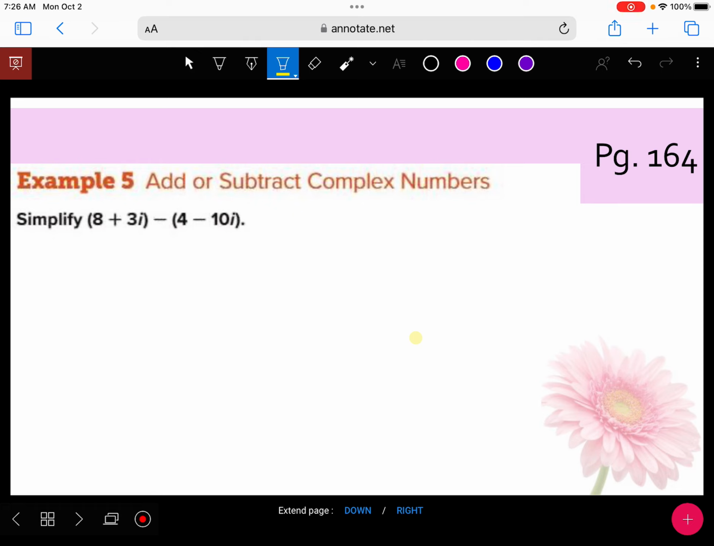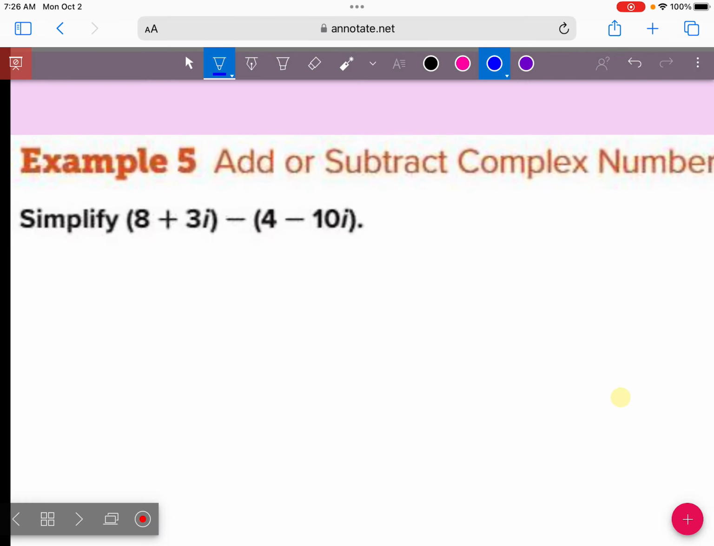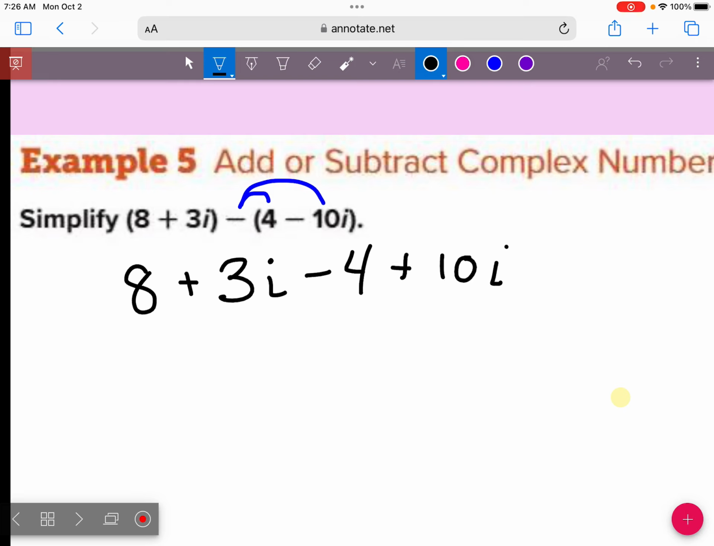So we've got 8 plus 3i minus 4 minus 10i. And this is just like that one we did in the bell work that had the minus sign on it. So we're going to start with distributing the minus sign through. So we're going to have 8 plus 3i minus 4 plus 10i. Distribute the minus sign into the second piece.